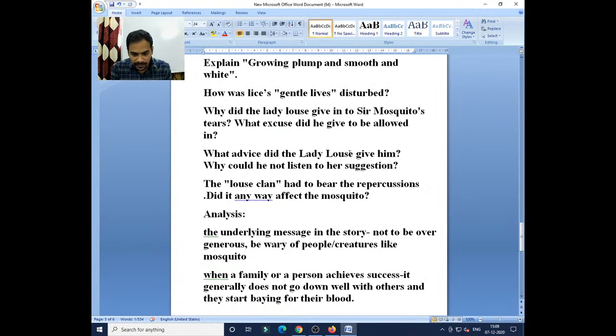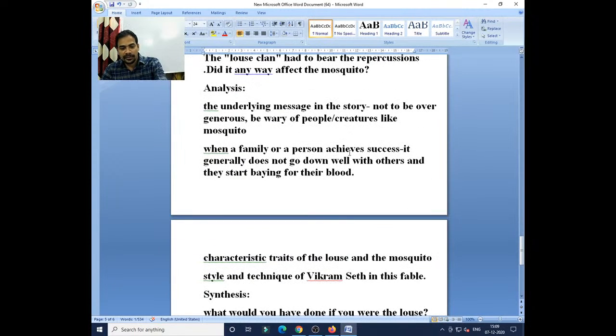familiar with the poem. The Laos clan had to bear the repercussions. Did it in any way affect the mosquito? Analysis: you see the underlying message in the story: not to be overgenerous. Be wary of people, creatures like the mosquito. You need to be very much careful.